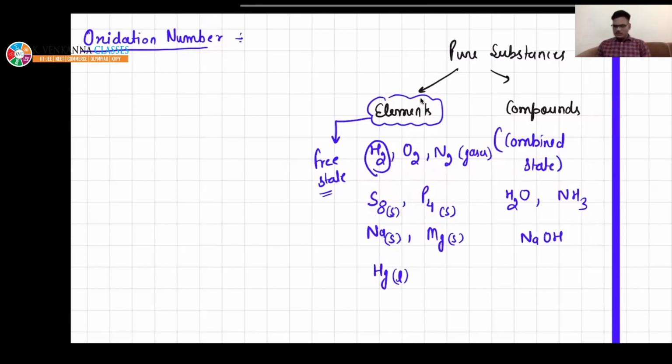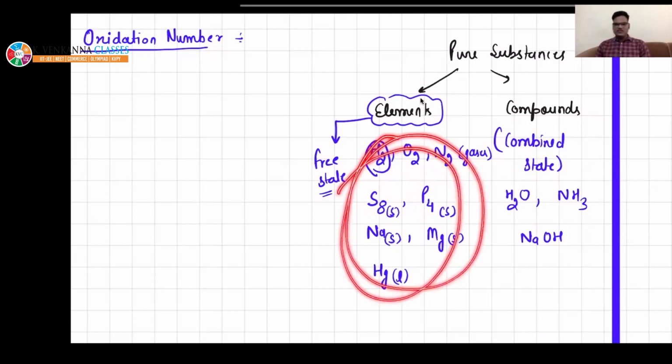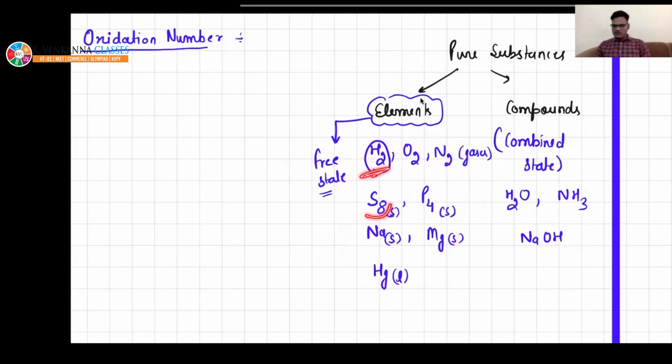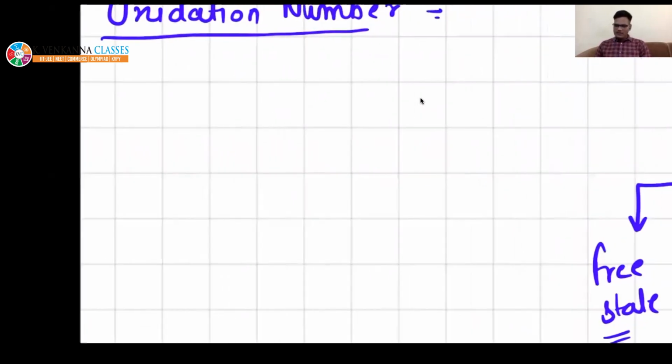Great. So this is the free state. No other element is present. If you see here, only hydrogen, here only sulfur, here only phosphorus. So this is called the free state. But this is the combined state, where more than one element is present.